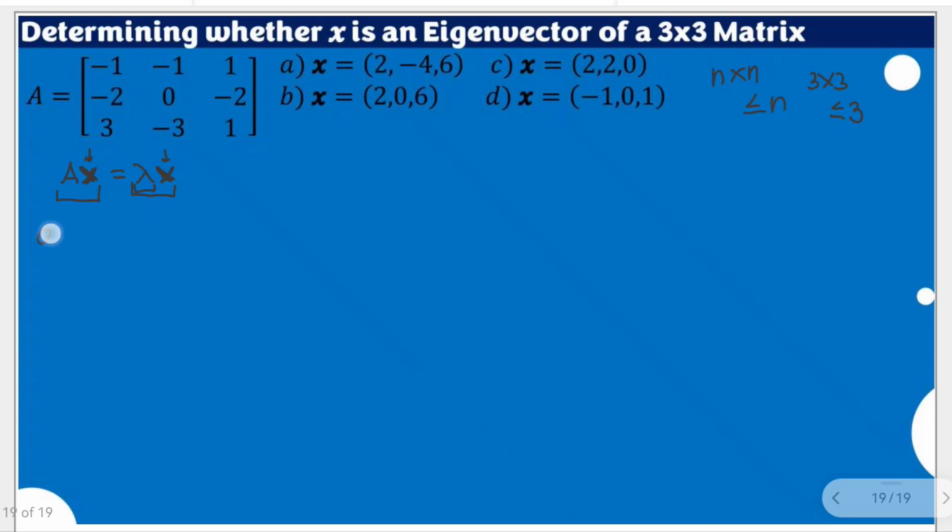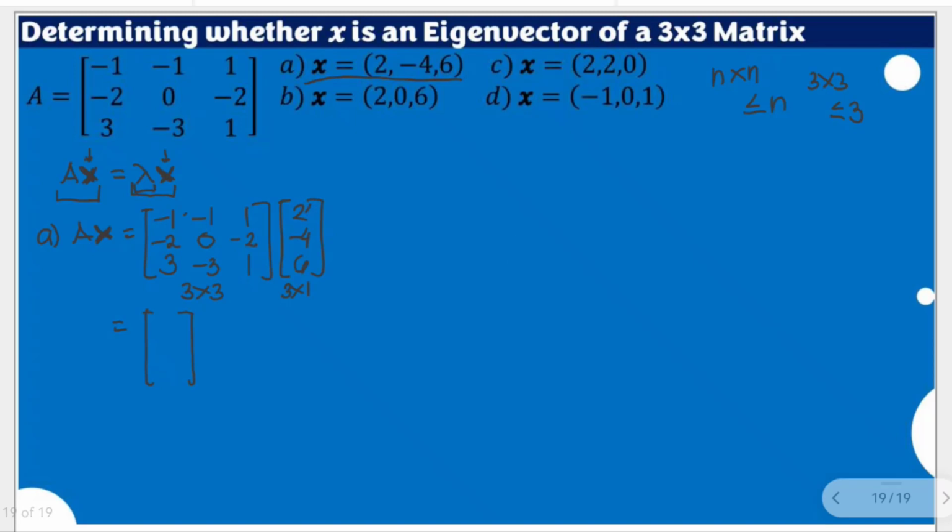So let's start with the vector x in letter A. Our A is [-1, -1, 1; -2, 0, -2; 3, -3, 1]. We're going to multiply it by the first vector in letter A, which is [2, -4, 6]. Notice that this is a 3 by 3 matrix, while our vector is a 3 by 1 matrix, so we expect a result which is also a 3 by 1 matrix. And we simply multiply them.